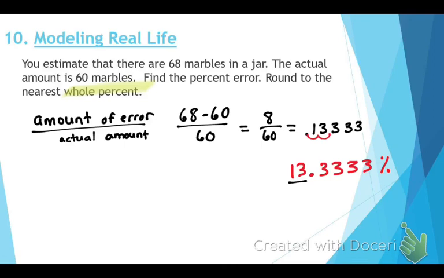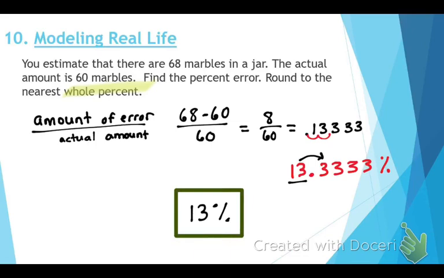A whole number is what comes before the decimal point. It looks at its little neighbor. Hey, 3, are you 5 or bigger? What's that 3 say? No. So does the 13 stay the same or get bigger? It stays the same. So there was a 13% error.